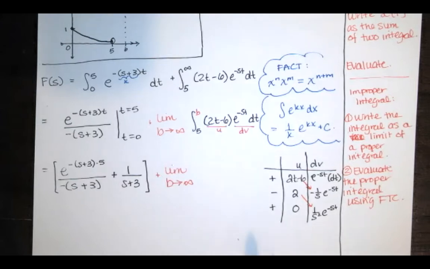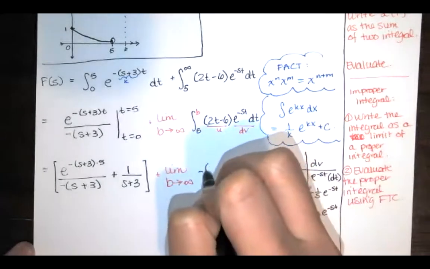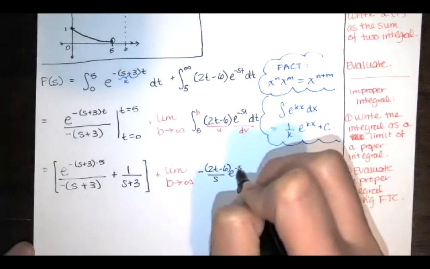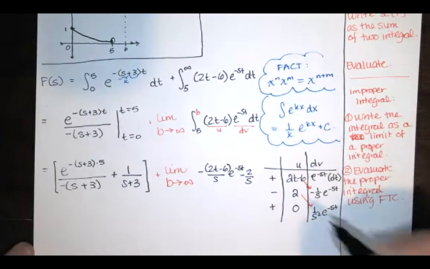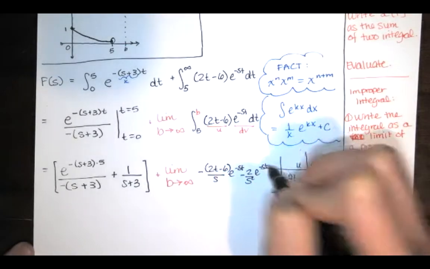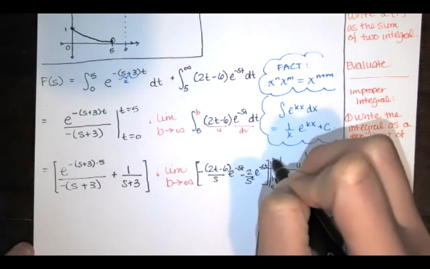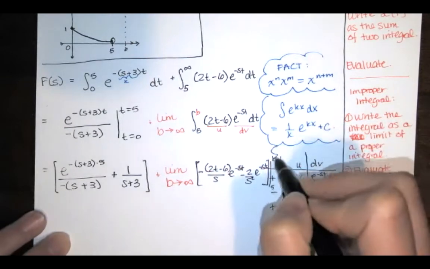Okay, so the antiderivative of this is this times positive 1 plus this times negative 1 plus c. So we have negative 1 over s times 2t minus 6 times that exponential. And then we're subtracting 2 over s squared times that exponential. And we evaluate all of that as t goes from 5 to b. I kind of ran out of space there. Sorry about that.